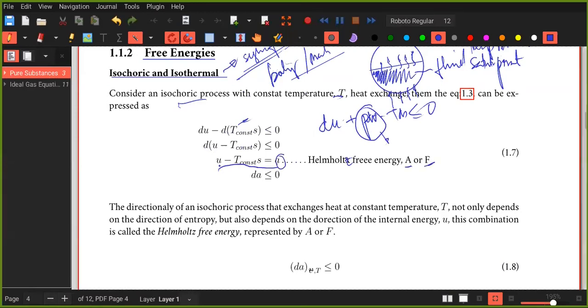This is a specific quantity. This is an extensive property. So extensive property is represented by the capital letters. Intensive property is represented by small letters. So the extensive property A or capital F.